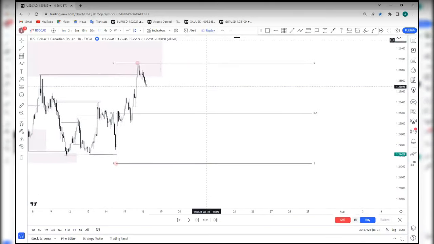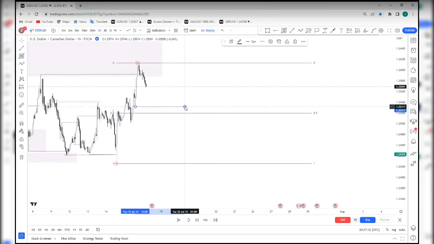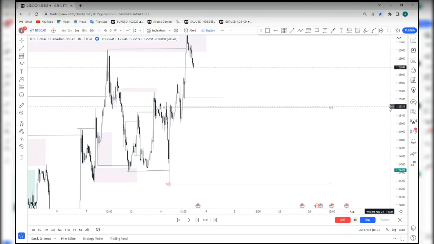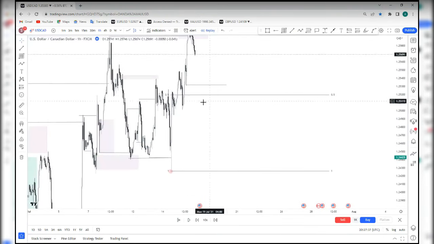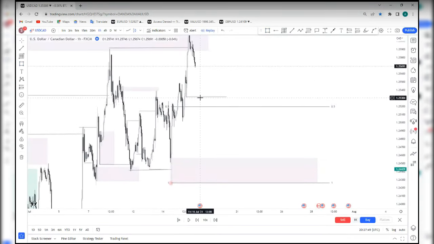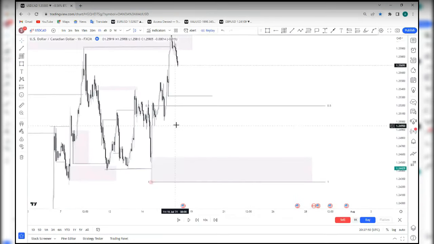Now, look at this low. We have inducements. Any point of interest below this inducement is what I'll be expecting price to make use of. You can see this thing is inside my discount zone. I have this point of interest here, and I have this inducement here. Now, assuming I don't have this inducement, don't forget I have this liquidity.